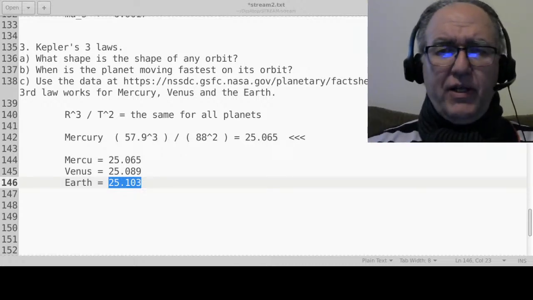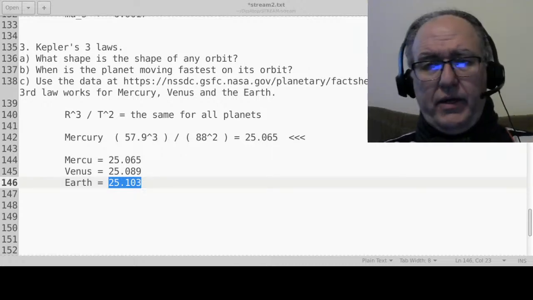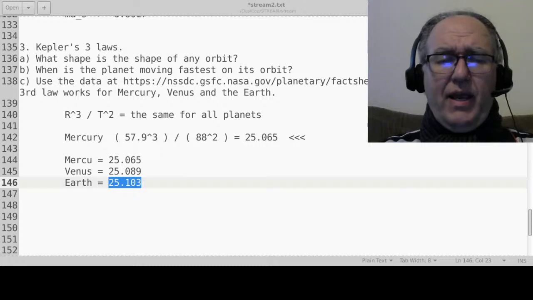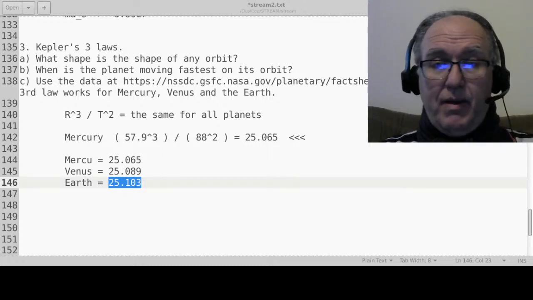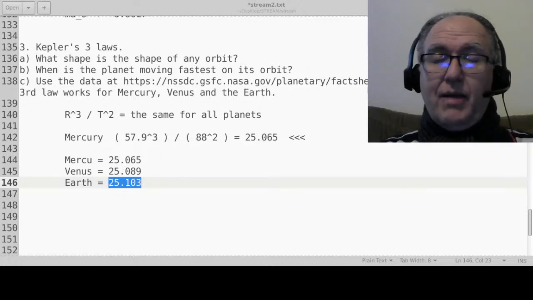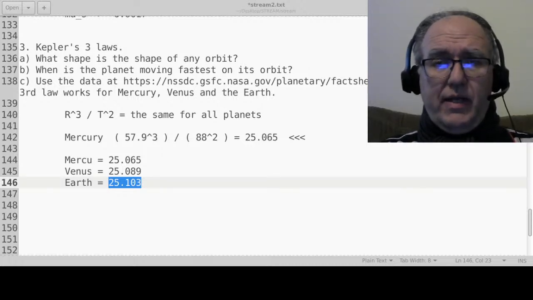Now you say, well, could you do it for all the planets? Yeah, I didn't want to do it for all the planets because it's annoying to do all those calculations, and you get roughly the same number. You could do it for the asteroids orbiting the sun, you get the same number. You could do it for comets orbiting the sun, you get the same number. You get the same number for anything that's orbiting the sun.